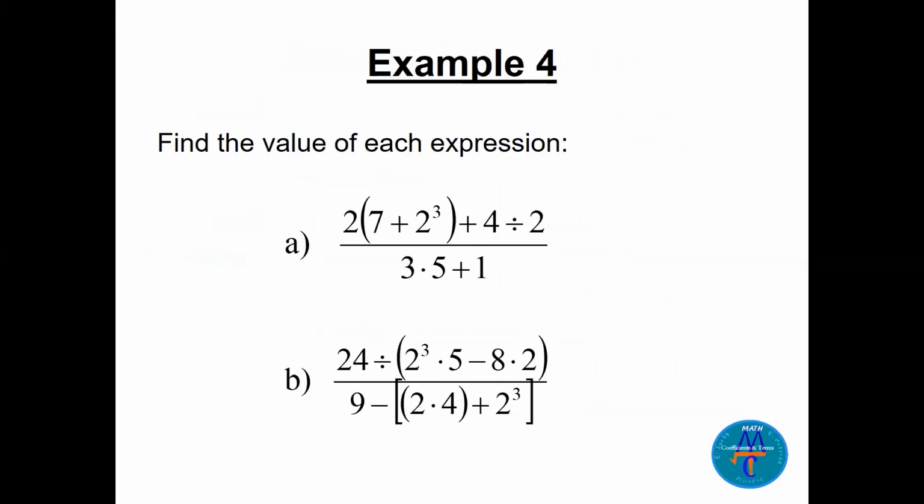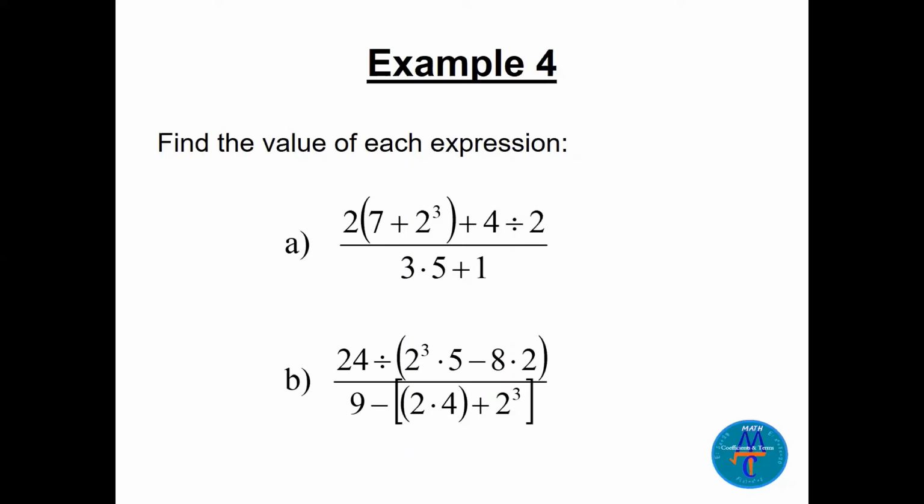Let's see. Find the value of each expression. A: 2 times the bracket 7 plus 2 cubed, plus 4 divided by 2, over 3 times 5 plus 1. Please, in these questions, to learn more, you can pause the video for a minute and try it yourself on a piece of paper, and then you can check the answer in the next slide. You learn better. Okay. Now, check your answer for A, and also you can check B, and then we'll see that in each separate slide.